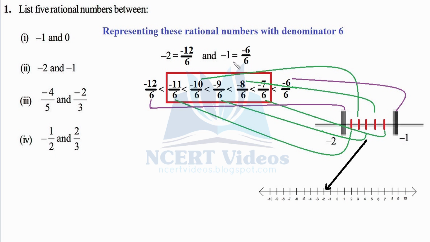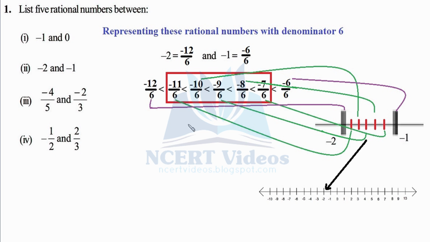Again, back to -1. So now we have our two extreme rational numbers, therefore -12 over 6 and -6 over 6. Now the question may arise that why we haven't written -6 over 6 towards the left hand side and -12 over 6 towards the right hand side, because it doesn't follow the number line system.